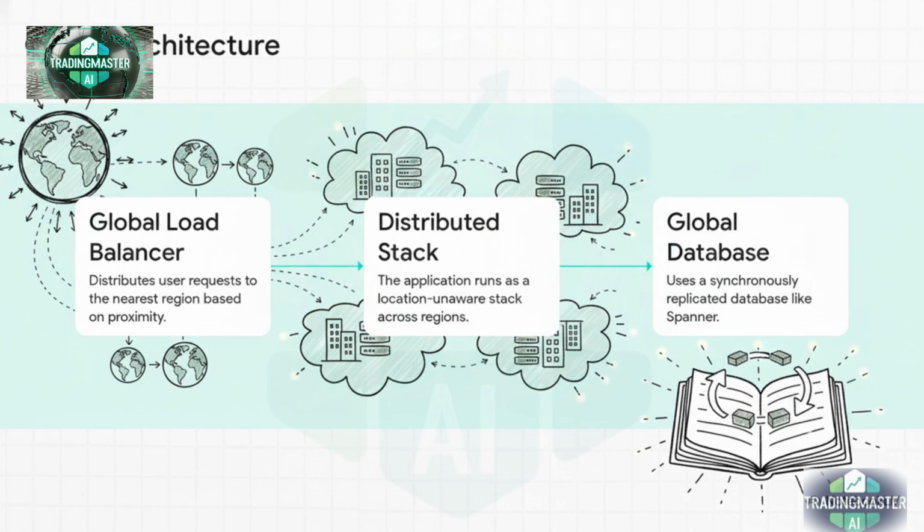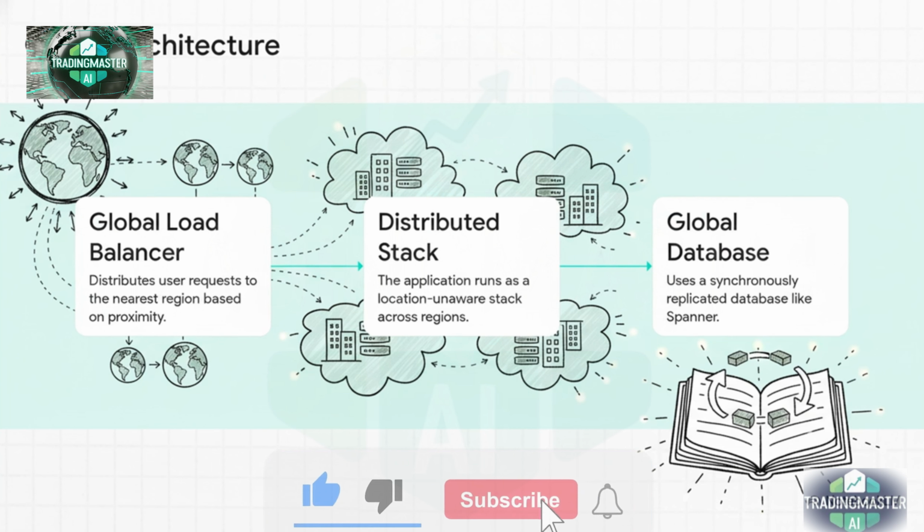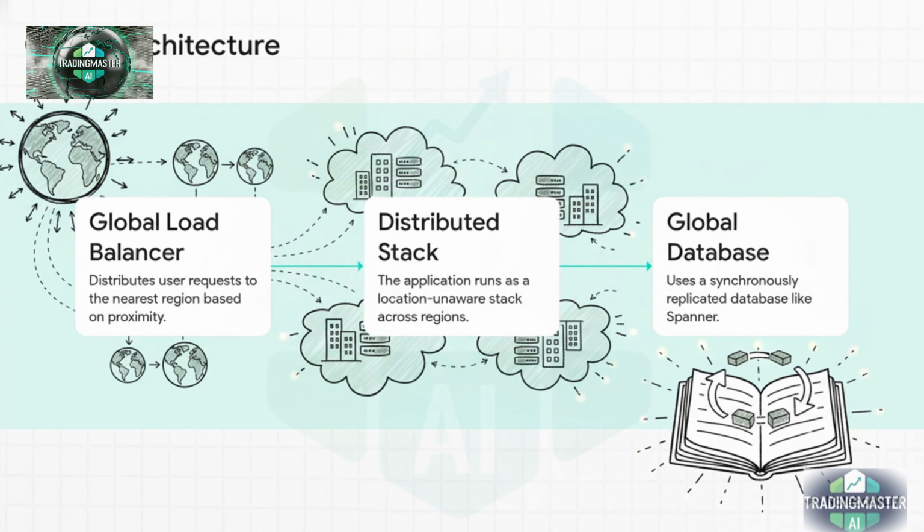So how does this magic actually work? Well, let's break it down. First, it all starts with a global Anycast load balancer. This thing is smart enough to automatically send every user to the healthy region that's closest to them. Then, your application itself is running across all those regions. But the real secret sauce, the magic ingredient, is often a globally consistent database like Cloud Spanner, which makes sure your data is always up to date and available, no matter where in the world you're looking at it from.